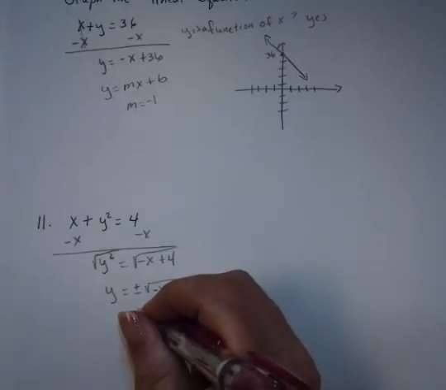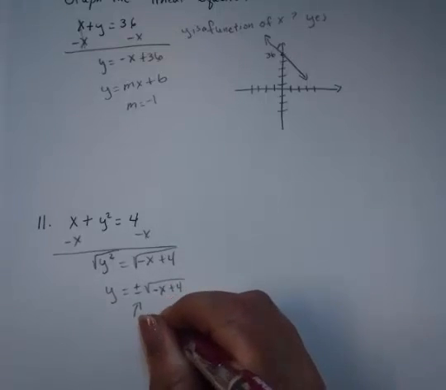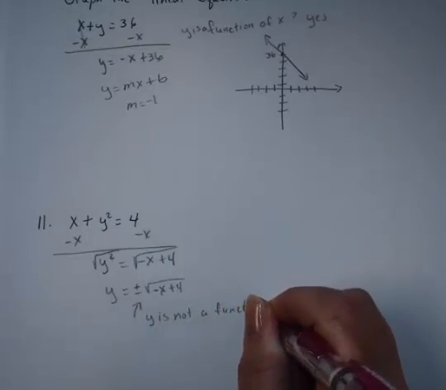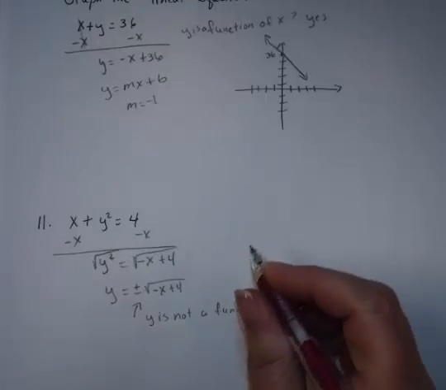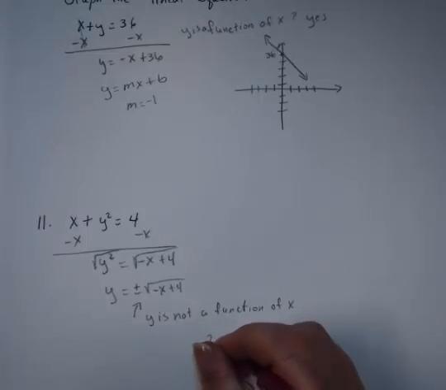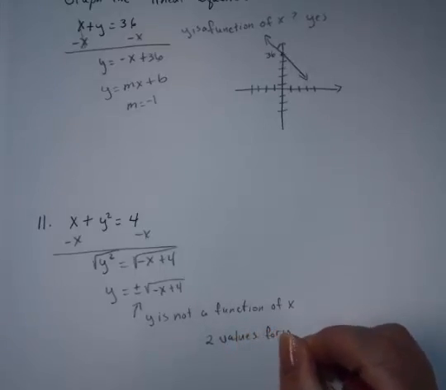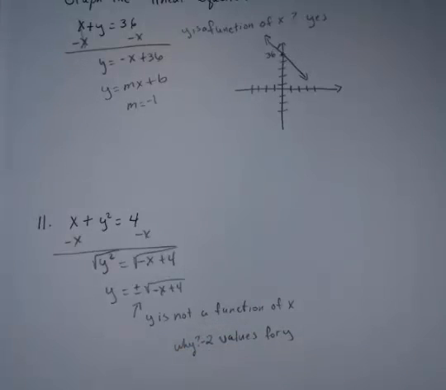This part right here tells us that y is not a function of x, because we will get 2 values of y. For every x that we put in, we would get 2 values of y. So there are 2 values for y. That means as we put in x, we will get out 2 values because of the plus or minus.